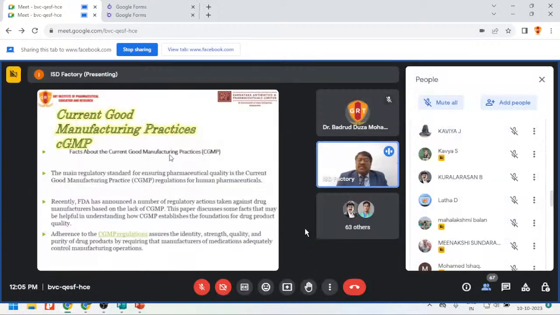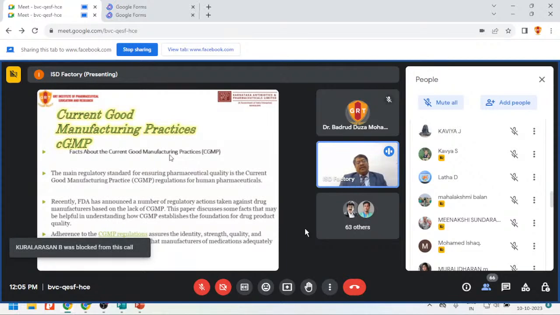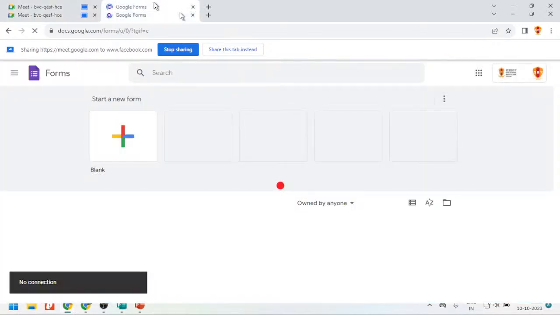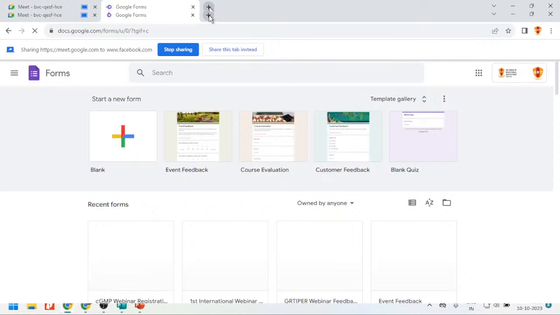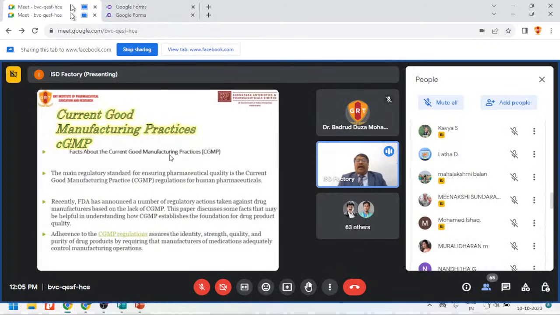This discussion of some facts is helpful to understand how CGMP established the foundation for drug product quality. Adherence to the CGMP regulations assures the identity, strength, quality, and purity of the drug products, requiring that manufacturers of medicines adequately control the manufacturing operations. Through the manufacturing operations only, we are able to control, and that is what the CGMP regulations do.